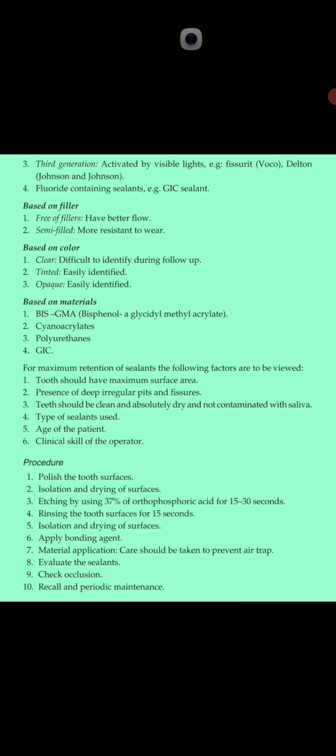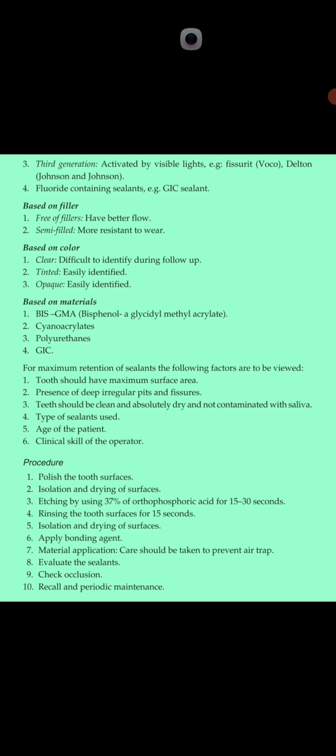Now after types on the basis of generation, come to the types based on filler. Either pits and fissure sealant is free of filler or contains filler. If free of filler, it has better flow into pits and fissures. Second is semi-filled. These semi-filled are more resistant to wear and loss of surface material.